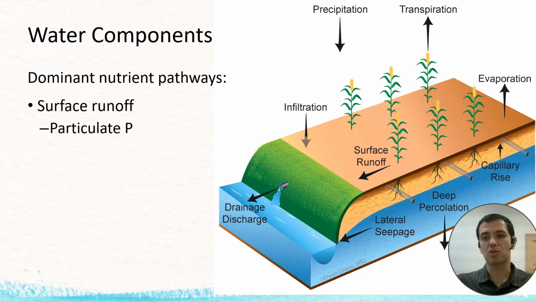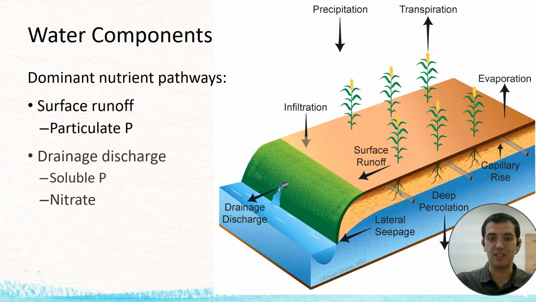Some of the rainfall infiltrates into the soil. Some of it goes to the crop uptake. Some of it goes to lateral seepage, some of it goes to deep percolation, but an important part of that is drainage discharge. And that's where the soluble nutrients are. So we're going to look at a saturated buffer to see how a saturated buffer can help reduce nitrate loss.